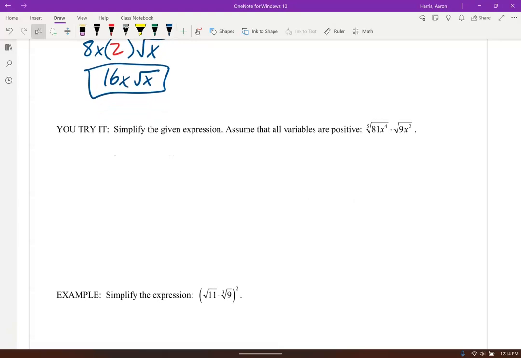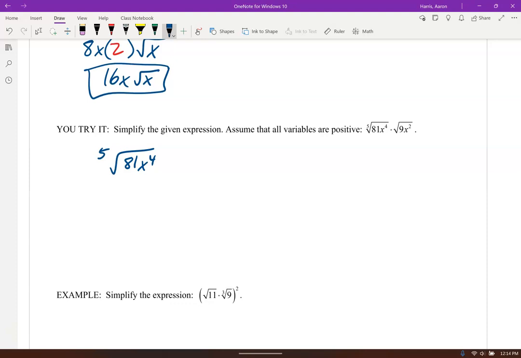All right, I wish we had more time, but I got to kind of move on today. So we got a 5th root here, and then a square root. So 5th root of 81x to the 4th, and then a square root of 9x squared.